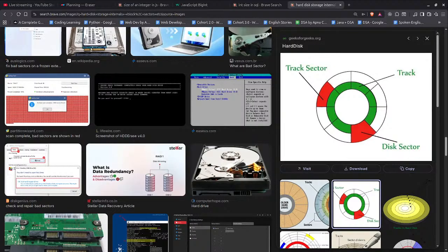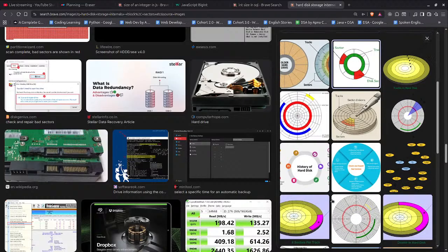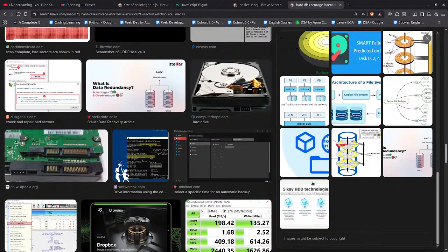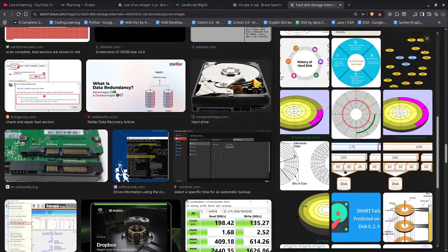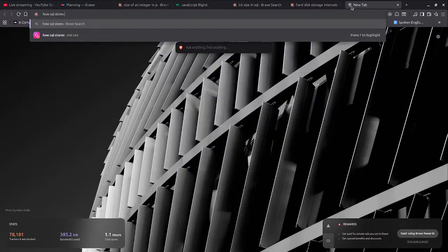Apart from this particular thing, when it comes to RDBMS, we'll even see. But before that, if I can find some good images, let's skip this section. Today we'll exactly see how the data is actually stored, how SQL stores data.